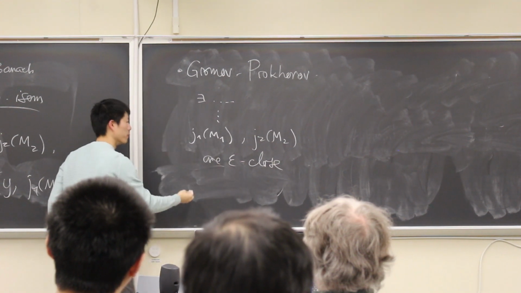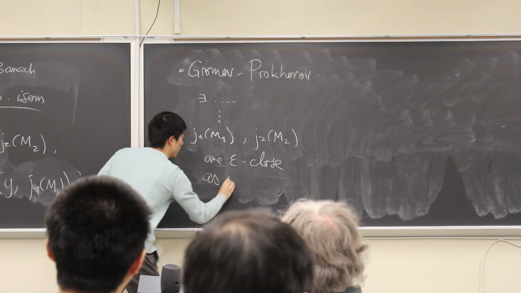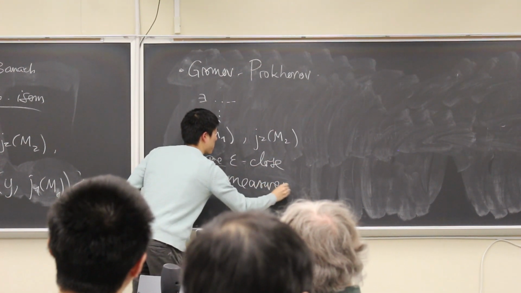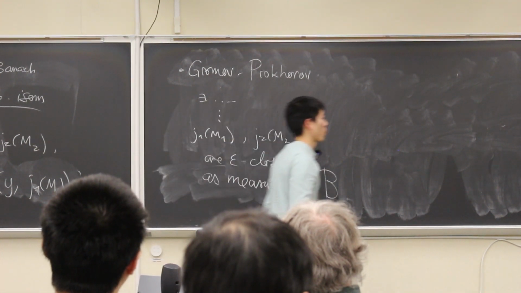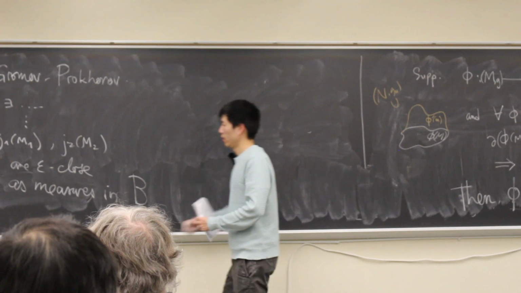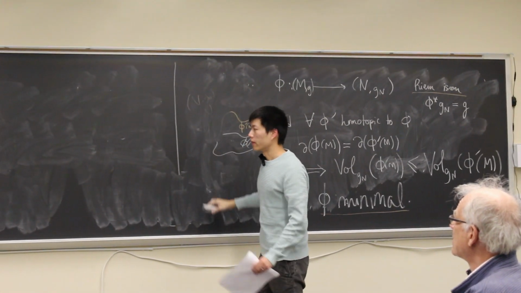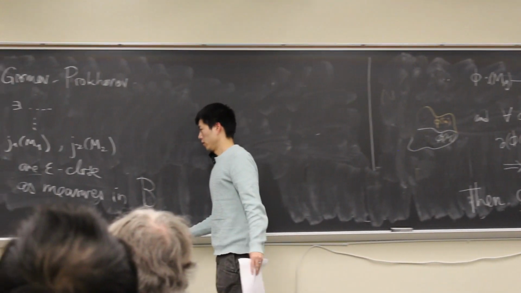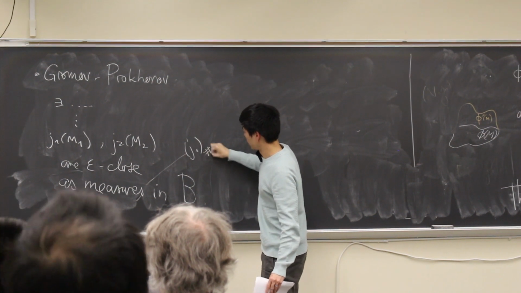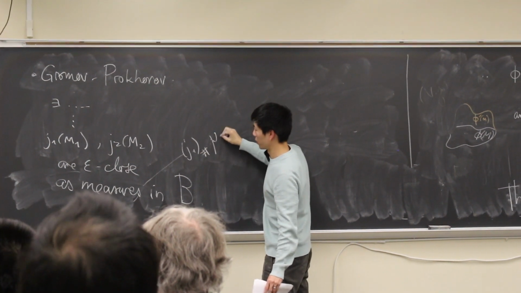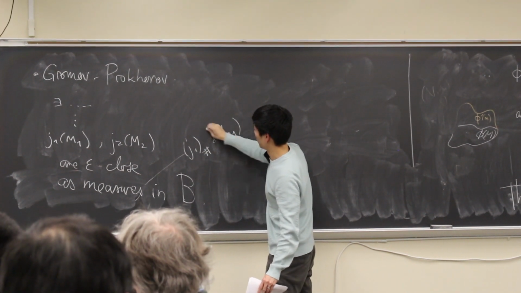So you can define what you mean by epsilon close as measures if you are already in one space, the Banach space B. Any questions? The measure is the push forward of the Riemannian measure? That's right. You are looking at the push forward of the usual Riemannian measures.